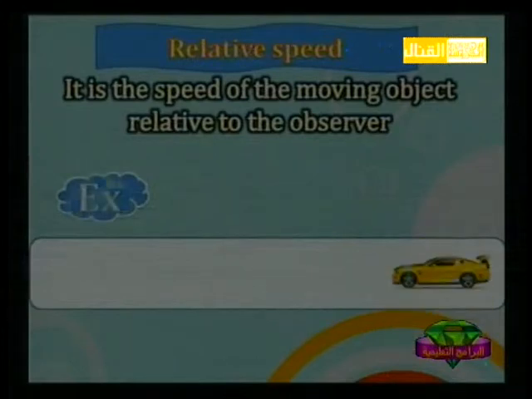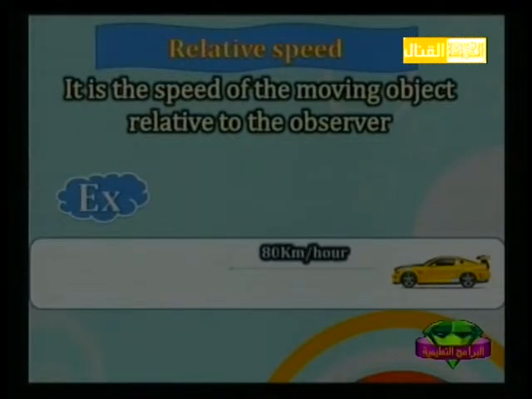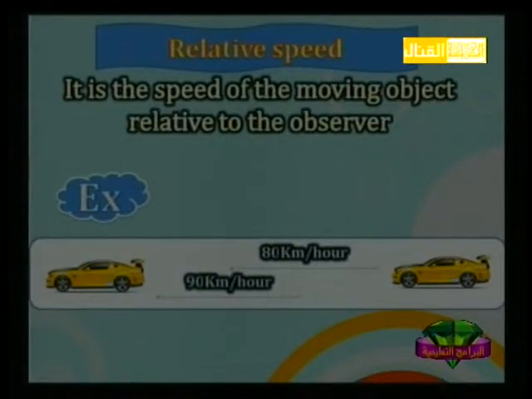The crazy car starts to move. It moves slowly now. Its speed, yes, 80 kilometers per hour. And suddenly the other car moved beside it. What is the speed of the other car? The other car, 90 kilometers per hour. Both of them move in the same direction. But the first one, 80 kilometers, and the second, 90.